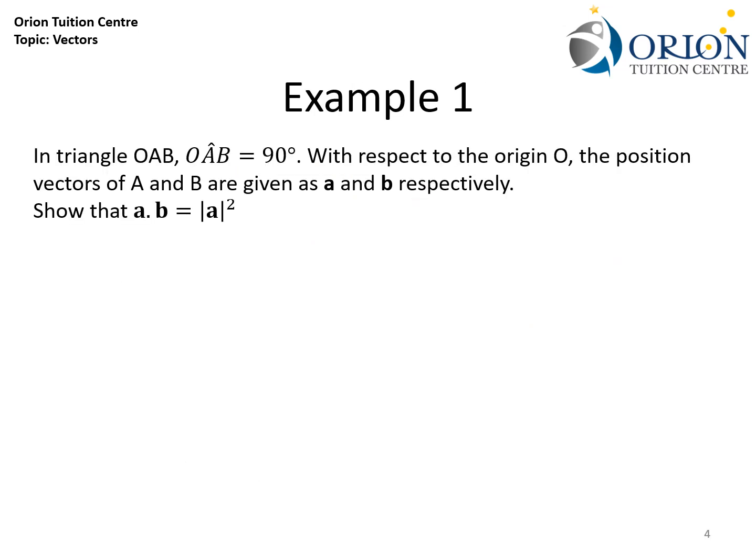In example 1, we are going to make use of some of the properties of the dot product. So we have a triangle OAB such that angle OAB is 90 degrees. So I have this right angle triangle OAB, and the angle A is 90 degrees. And I want to show that A dot B is actually equal to mod A squared. So how do I show it?